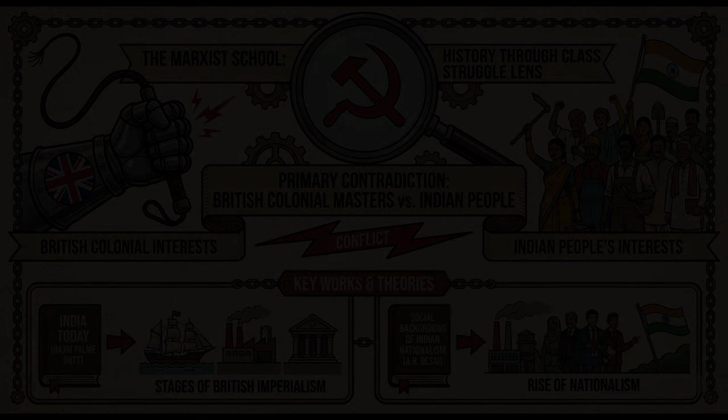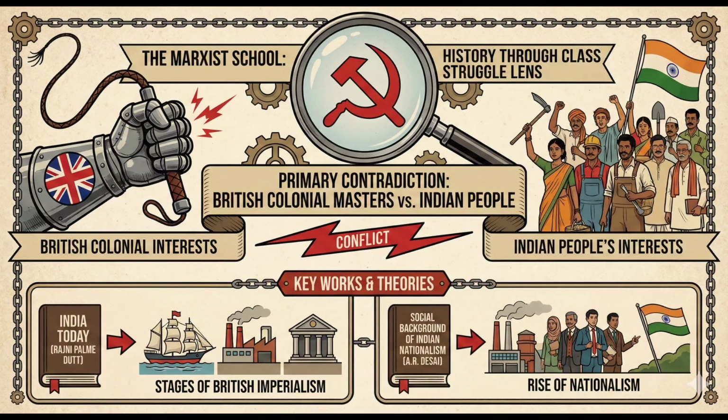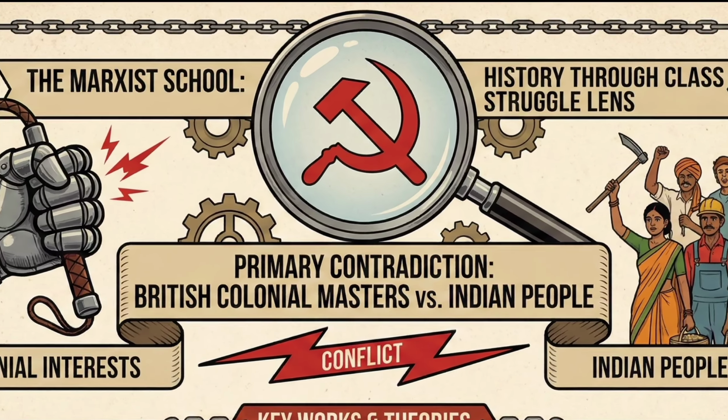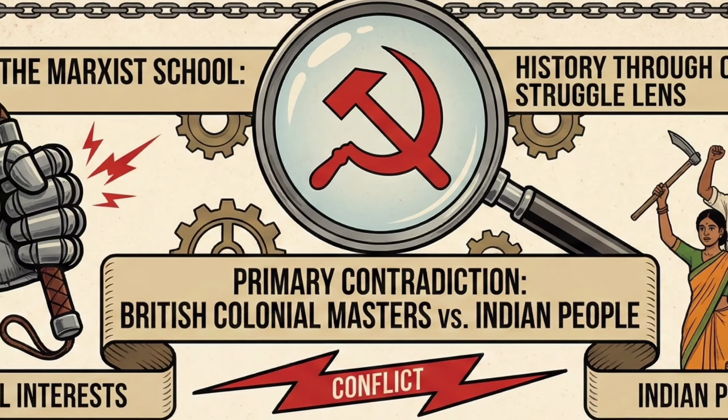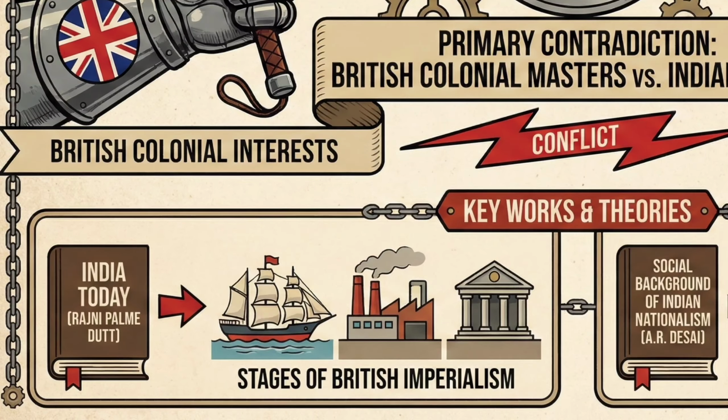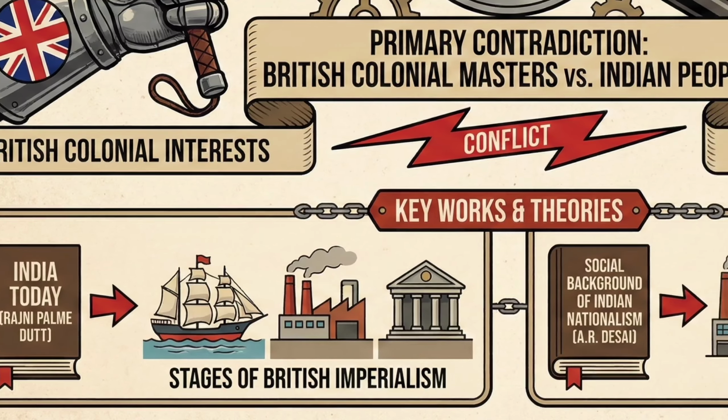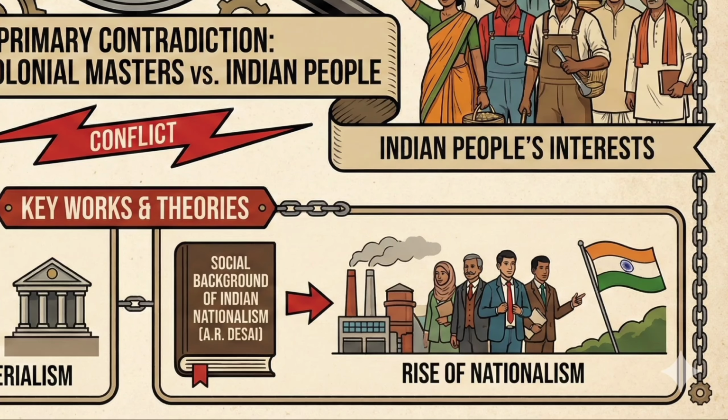The Marxist approach. Then comes the Marxist school. Marxists look at history through the lens of class struggle. For them, the primary contradiction in modern India was the conflict between the interests of the British colonial masters and the Indian people as a whole. Key works here include Rajni Palme Dutt's India Today, which analyzed the stages of British imperialism, and A.R. Desai's Social Background of Indian Nationalism, which argued that the rise of nationalism was a result of the new social classes like the bourgeoisie created by the British economic system.